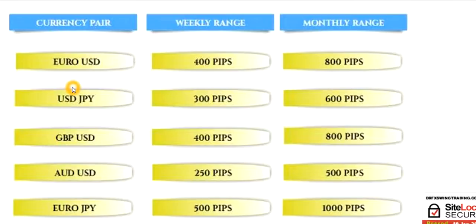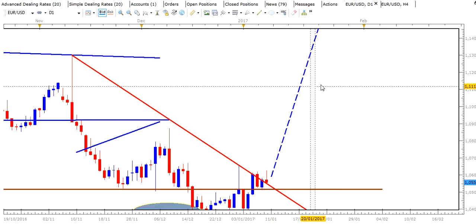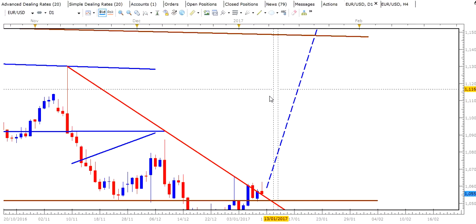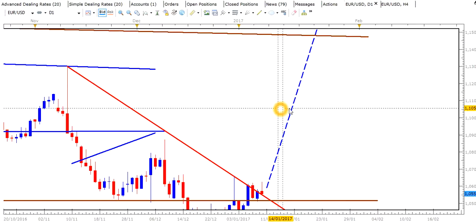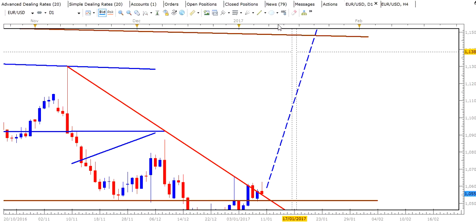Now, this expected rally of 800 pips on the Euro US dollar is basically in sync with the average monthly range of this currency pair. Usually over a 4-week period, this currency pair moves by 800 pips, and this is usually divided into 2 weekly ranges of 400 pips. So that is why I expect that during the course of this movement towards this resistance boundary, the market may pause somewhere in the region, perhaps halfway, and then provide another signal to continue the movement.